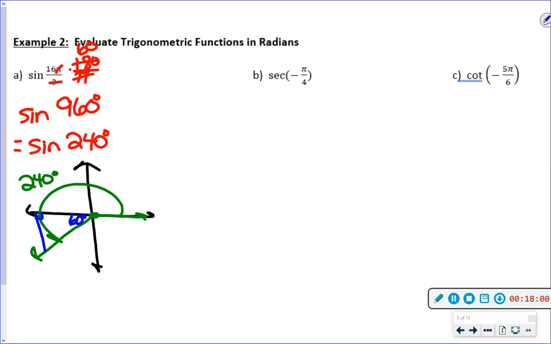Opposite the 30 is 1, opposite the 60 is root 3, hypotenuse 2. Now, just due to our location, the root 3 needs a negative. Then we're just doing sine. Opposite over hypotenuse. Negative root 3 over 2 for a final answer.